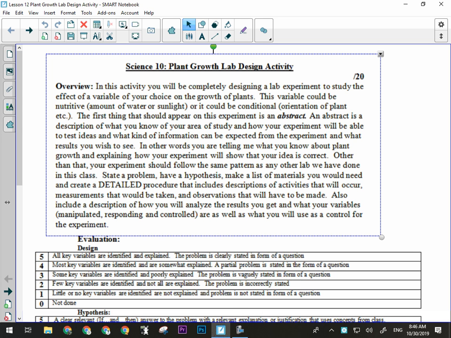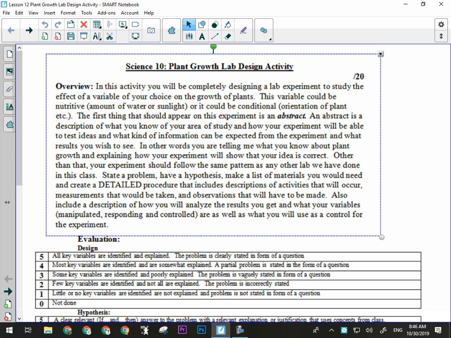Your controlled variables. Now, there need to be 3 explained, but there's probably more than that. You only need to put down 3, but there's probably more than that. And that's something you're going to deal with in your procedure. When you're writing out the procedure, a lot of your procedure is going to be related to how you're controlling the other factors that affect plant growth.